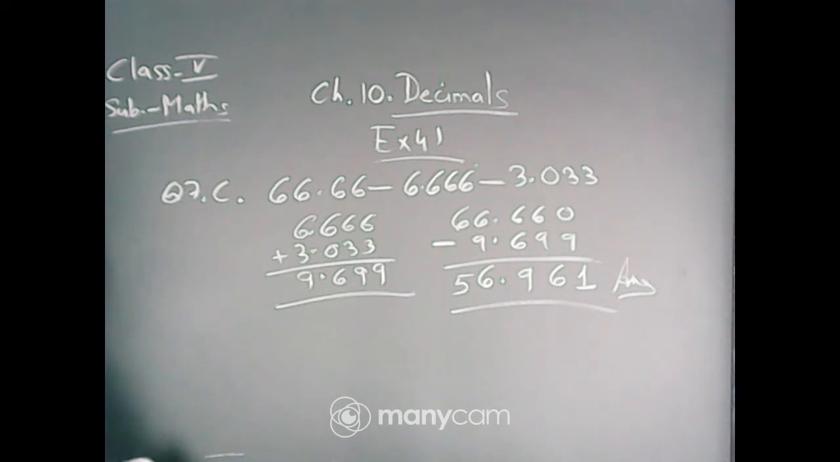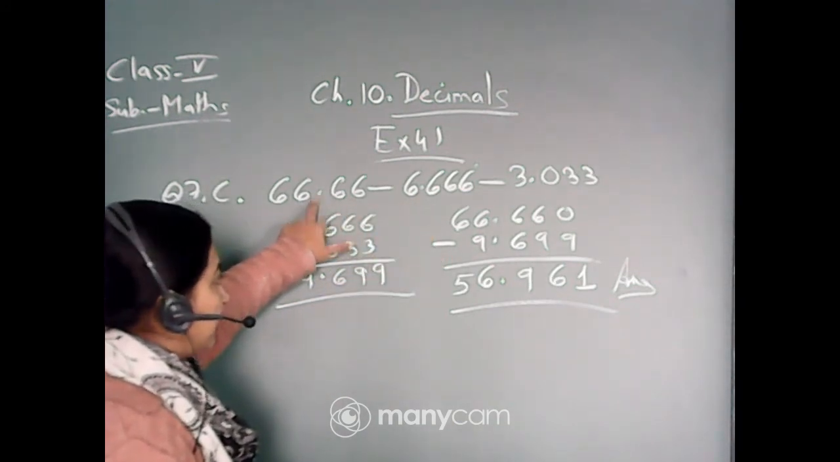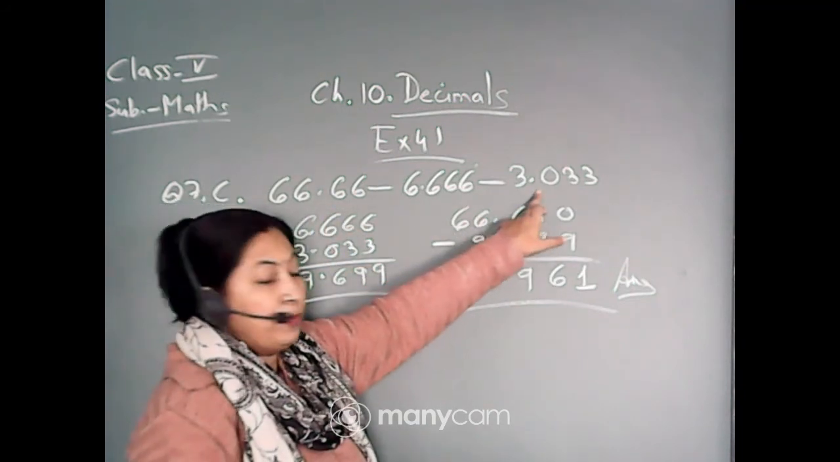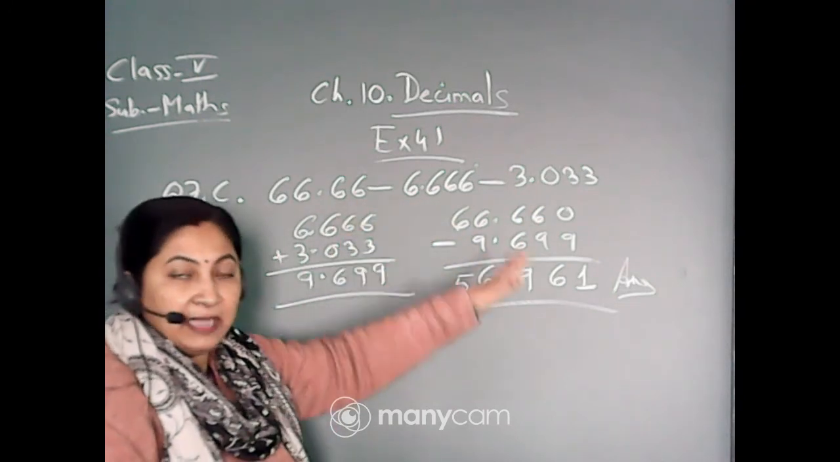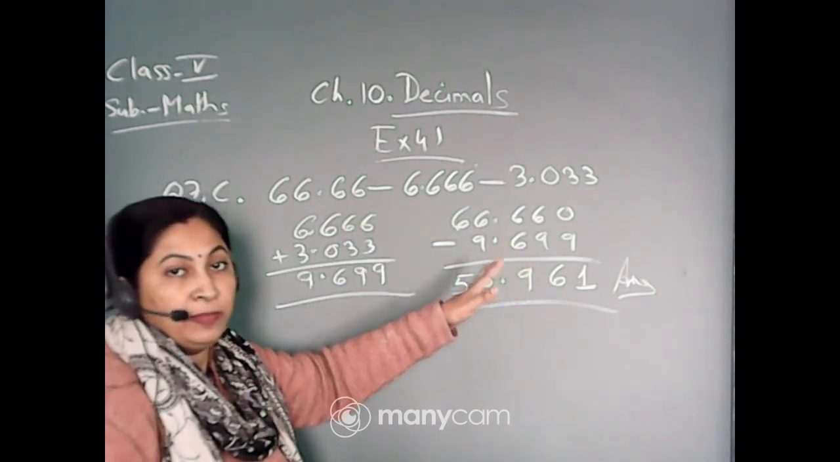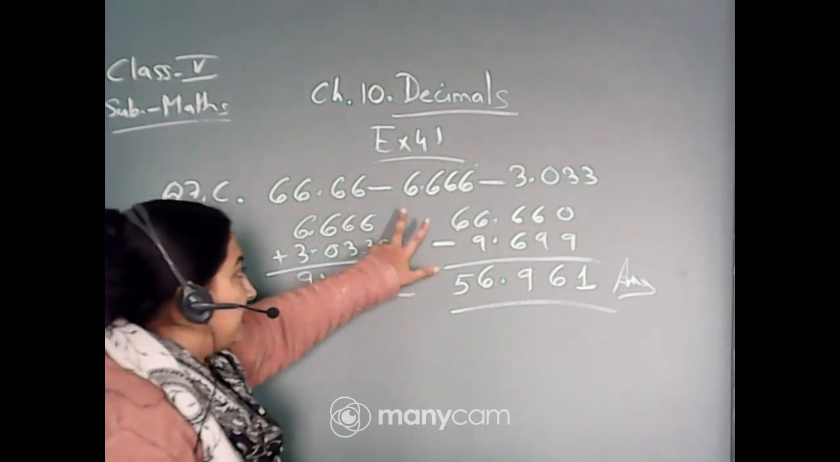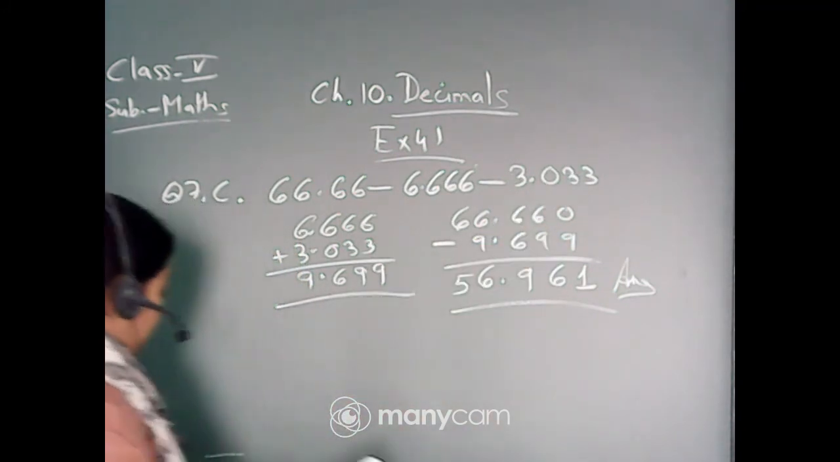Or you can first subtract this 6.666 from 66.66. Whatever the answer you are getting, from that you can again subtract 3.033. So this is one way, and that is also one way to solve it. You can adopt that one also. First subtract these two, and whatever the answer is, again subtract from this one. Clear?